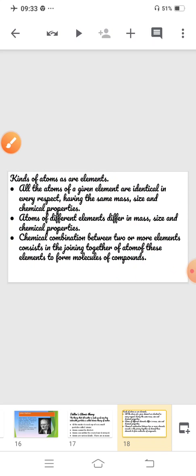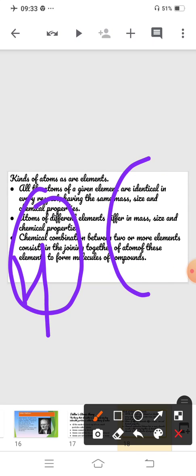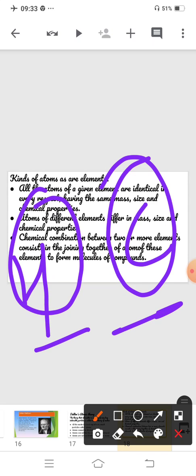Now, atoms of different elements differ in mass, size and chemical properties. If we take one atom from hydrogen and one atom from carbon, these two atoms are from different elements. That means they have a different mass. Is this clear? Different in size, and their chemical properties will also be different.